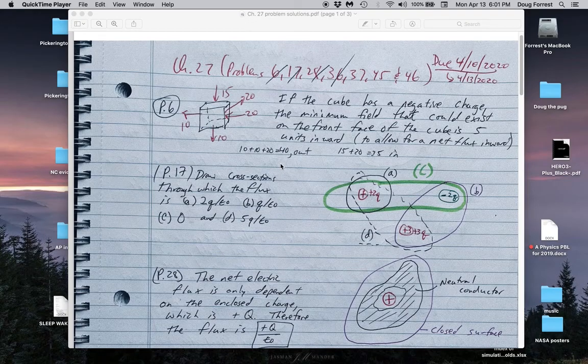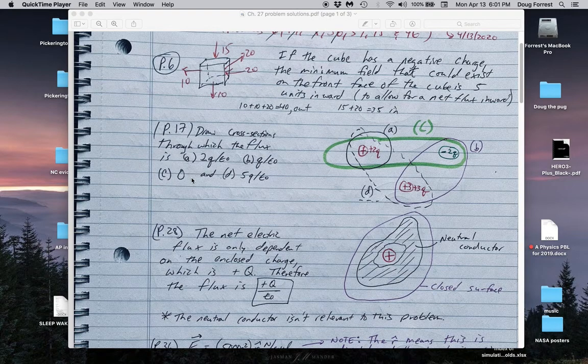I won't go through too many of these chapter 27 homework problems, so I'll just talk about these a little bit here. This cube has a negative charge. The minimum field that could exist is 5 units inward. Why? Because I've got 20 and 35 pointing in and 40 pointing out, so I need at least 5 more pointing in, so I have a net flux pointing in. So that's how I'd solve that.